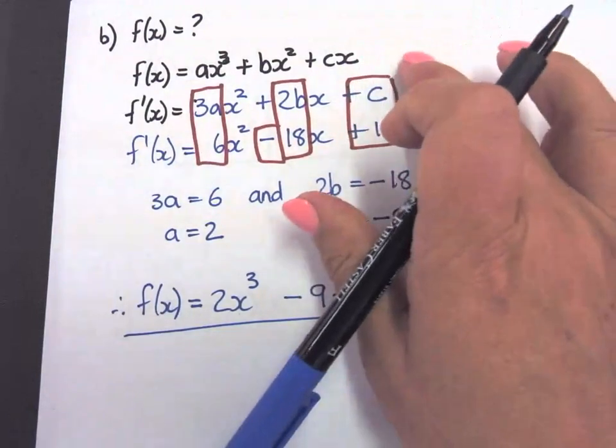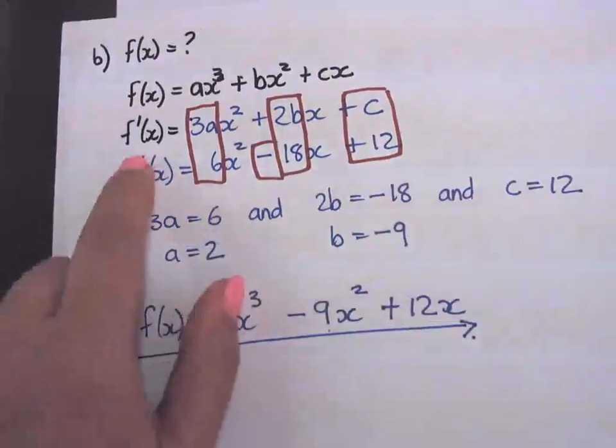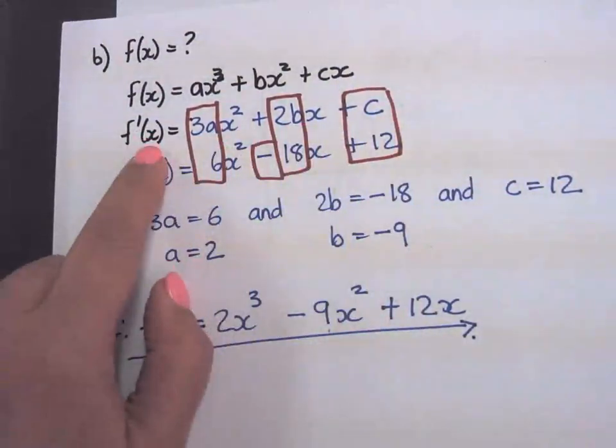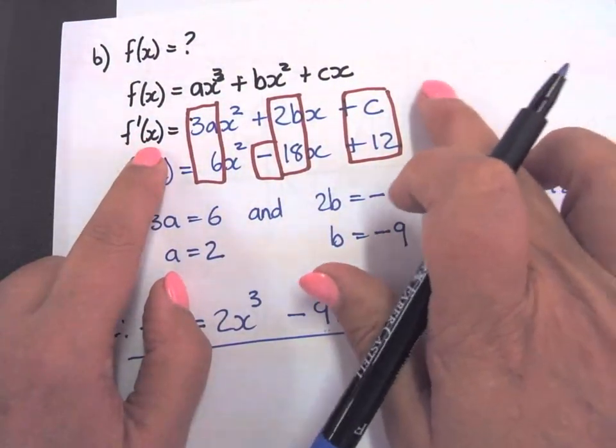Sometimes you get a D. Then if you differentiate the original one, you'll also get a term there.